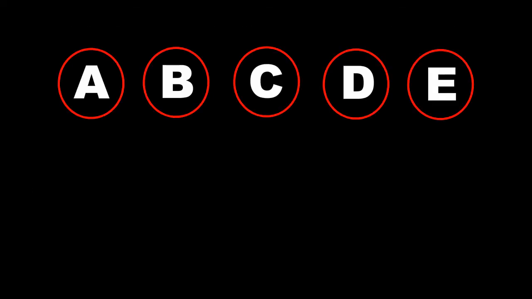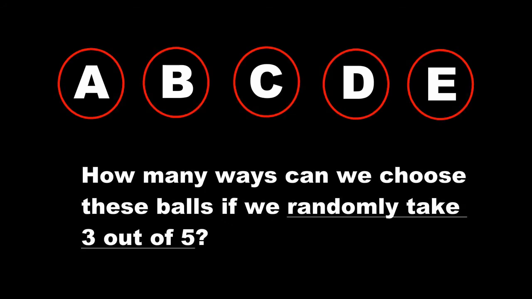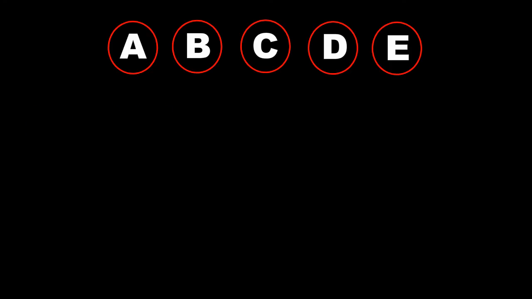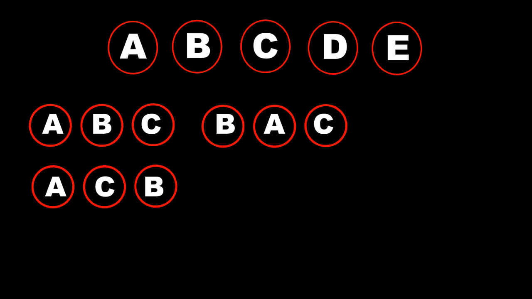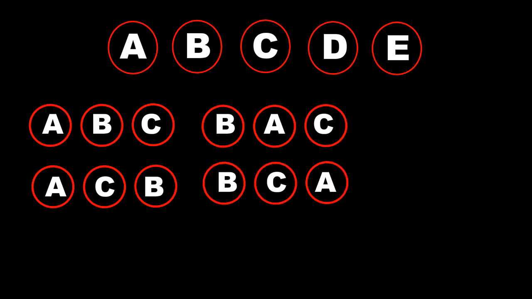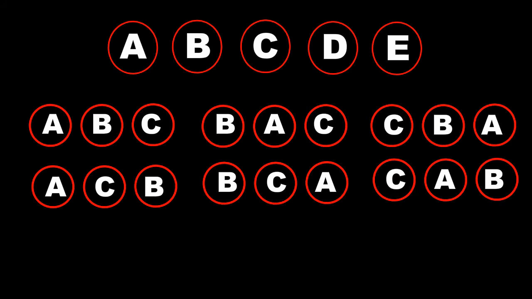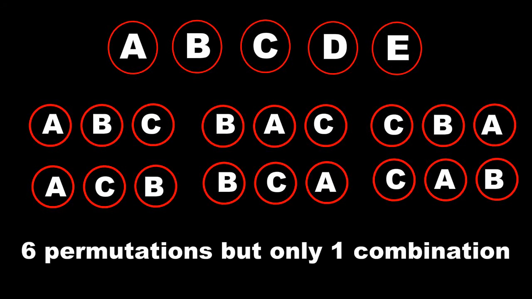The final question we will ask ourselves is, how many ways can we choose these balls if we randomly take 3 out of 5? What I mean by choosing is that we don't care about the order they are chosen. We only care about what is chosen. To illustrate the idea, let's consider the scenarios where we will get balls A, B, and C. If we continue using the permutation way of ordering, there are a total of 6 permutations that will get us balls A, B, and C. However, we don't care about the order now. In other words, these 6 permutations correspond to just one combination.